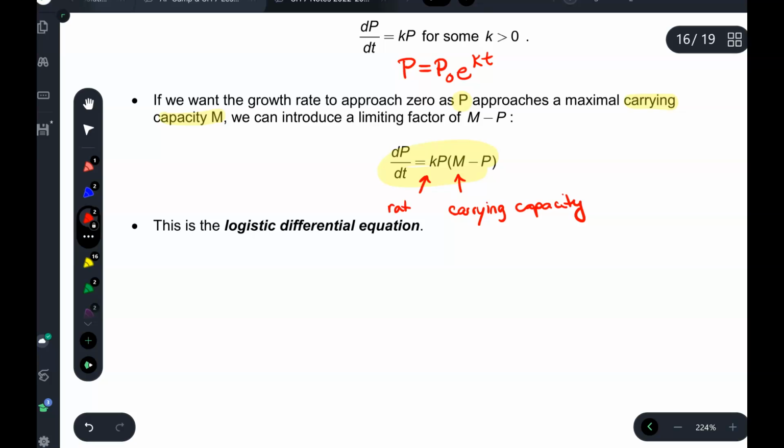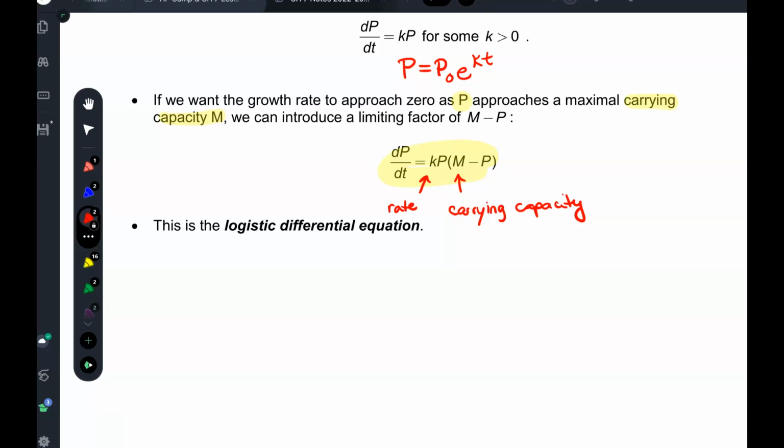So here's what we're saying. The rate at which the population grows with respect to time is proportional to K, our constant, times the population, times the limiting factor, which is your carrying capacity minus the population at a point in time. Population times rate times carrying capacity minus population. You see this one is just K times P above, so there was no limiting factor. Now we're multiplying it by that limiting factor. Somebody's holding it back.